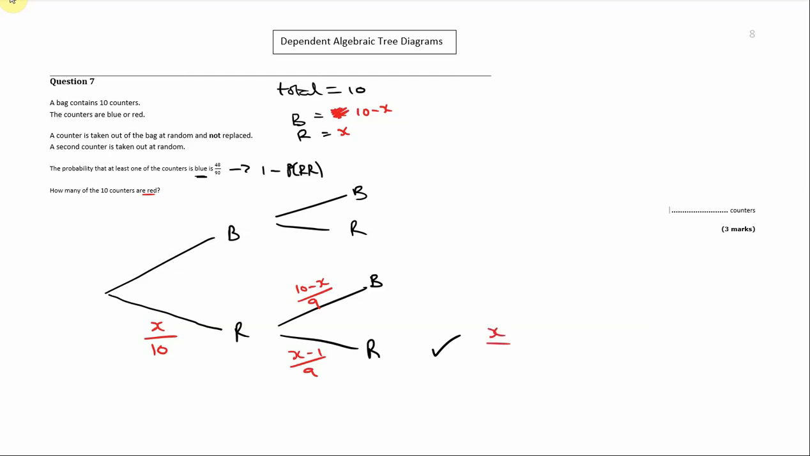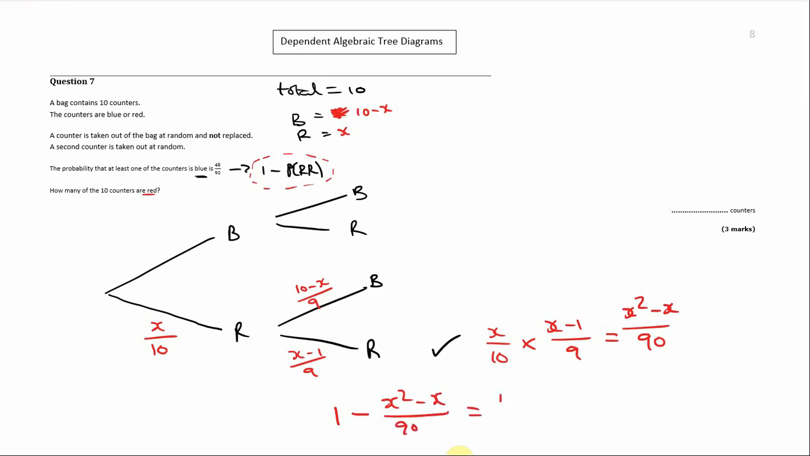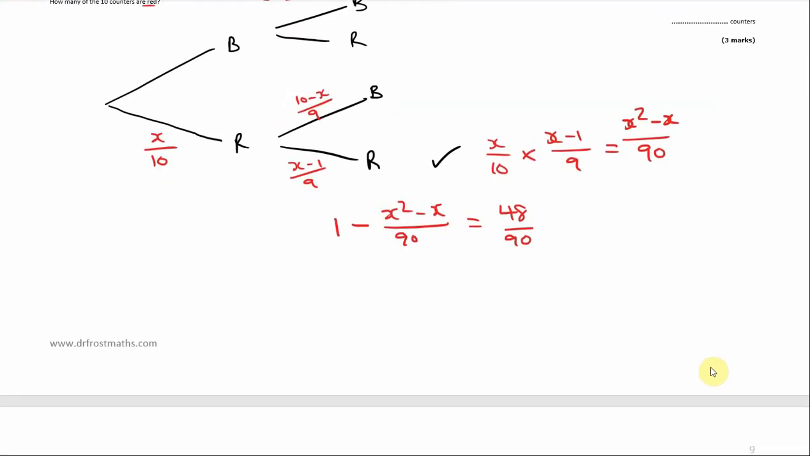So if we do X over 10 times X minus 1 over 9, we get X squared minus X over 90. We know now that if we do what I've mentioned out here, 1 subtract X squared minus X over 90 is going to equal 48 over 90. So this is looking a bit horrible, but how else could I write 1 to help me out here? Well, I can write 1 as 90 over 90. And can you see how I've got a common denominator of 90 between all of this now?